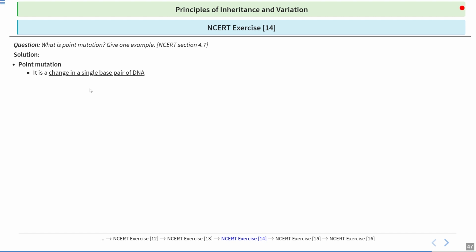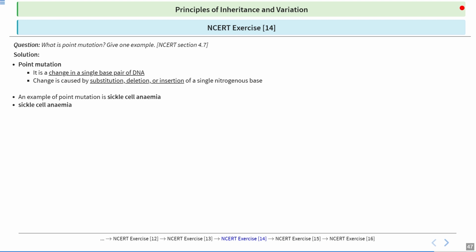If there is a change in the single base, obviously the complementary base will also change. That's why we write single base pair also. So both are correct. Clear? Now the change is caused by substitution, deletion, or insertion of a single nitrogenous base. Clear? So basically it is substitution only. A single base pair is substituted by some other base.